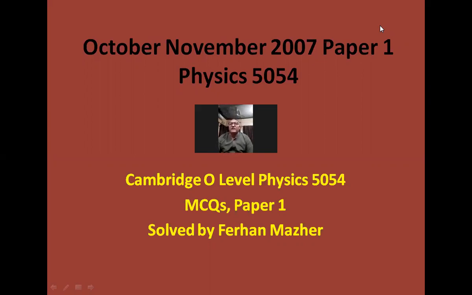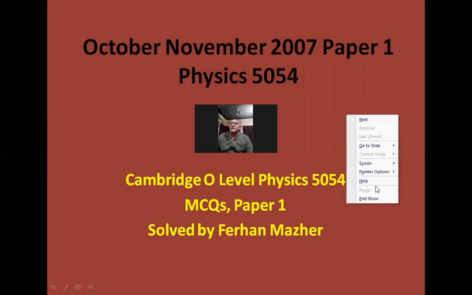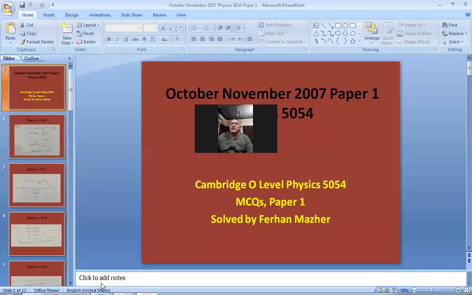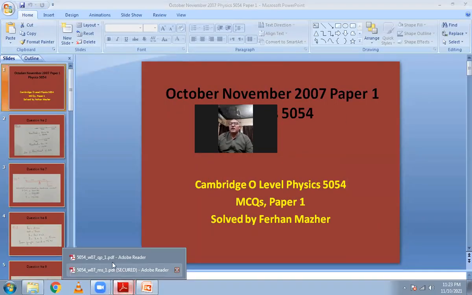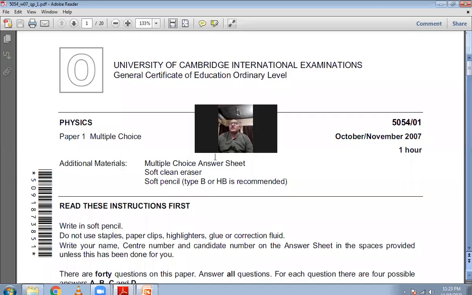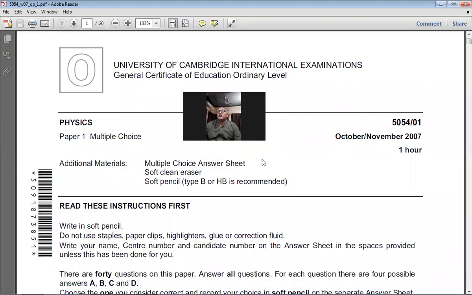It's Cambridge O-Level Physics. Today, we have set our hearts to solve October-November 2007 paper 1. It's an MCQ paper, and we will solve this paper. So let's start. So here we go. This is the question. October, November 2007, paper 1. It's a multiple choice question.